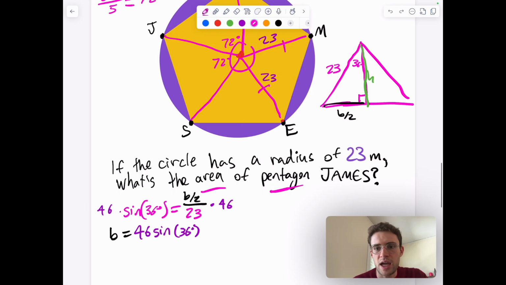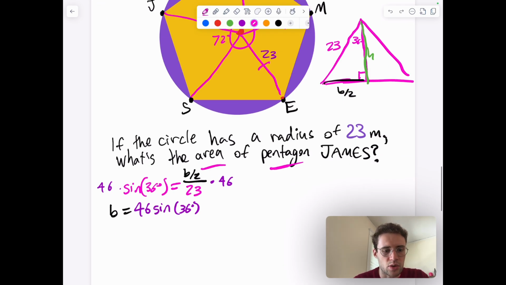Now if we want to find the height, it is adjacent to 36. So we're going to use cosine. So the cosine of 36 degrees is equal to adjacent, which is height, divided by our hypotenuse, which is 23. To get the height alone, we just multiply both sides by 23, leaving us with the height is equal to 23 times the cosine of 36 degrees.